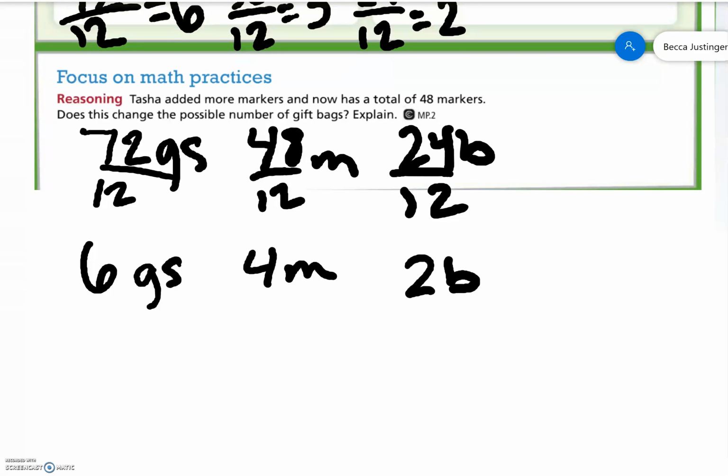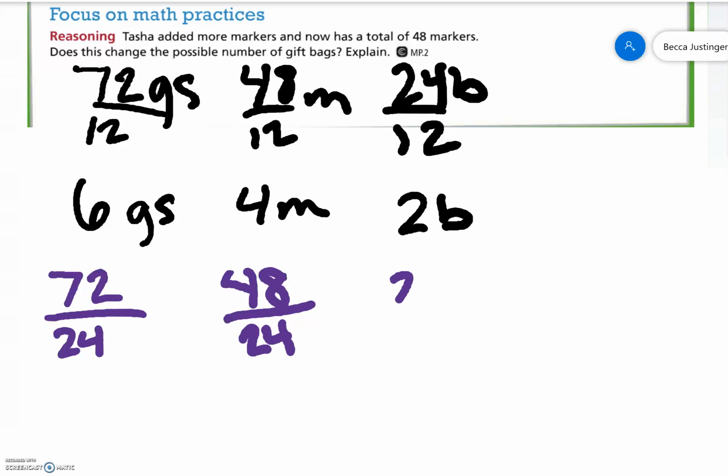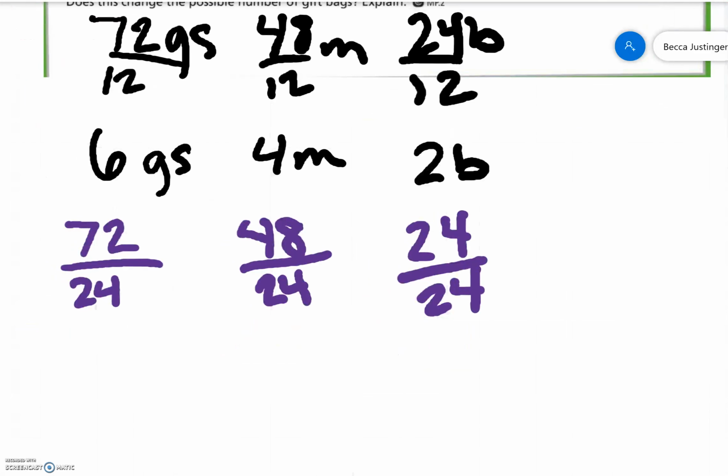Well, I see 6, 4, and 2 are all divisible by 2, which means we could make 2 times as many bags. So instead, we are going to take 72 and divide it by 24, 48 and divide it by 24, and 24 divided by 24. So 72 divided by 24 equals 3, so that would be 3 glow sticks. 48 divided by 24 is 2, so that's 2 markers. 24 divided by 24 is 1. So we can make 24 total bags. They just have less materials in it.